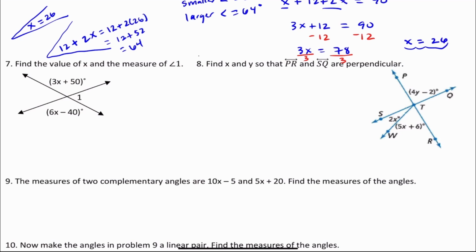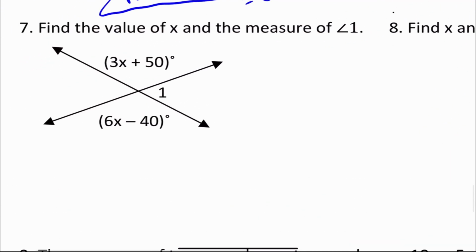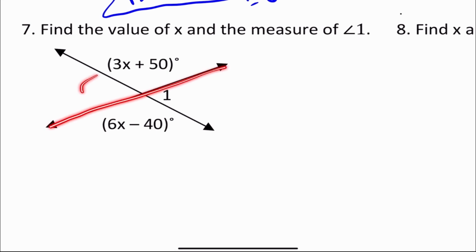Number 7 says find the value of x and the measure of angle 1. Okay, so what am I dealing with here? Well, I have two straight lines that intersect each other. That means that the angles across from each other are congruent. This angle and this angle are across from each other, so I'm going to draw one arc here and one arc there to indicate congruency. And I can say the same for these two angles as well. Those two angles are across from each other, therefore those two angles are congruent. So I'm going to use two arcs instead of one to indicate congruency.